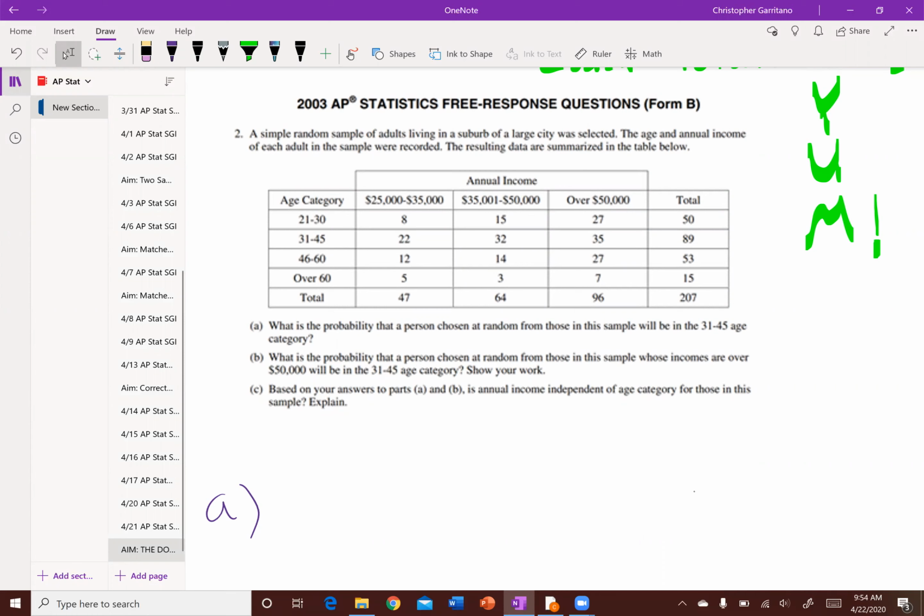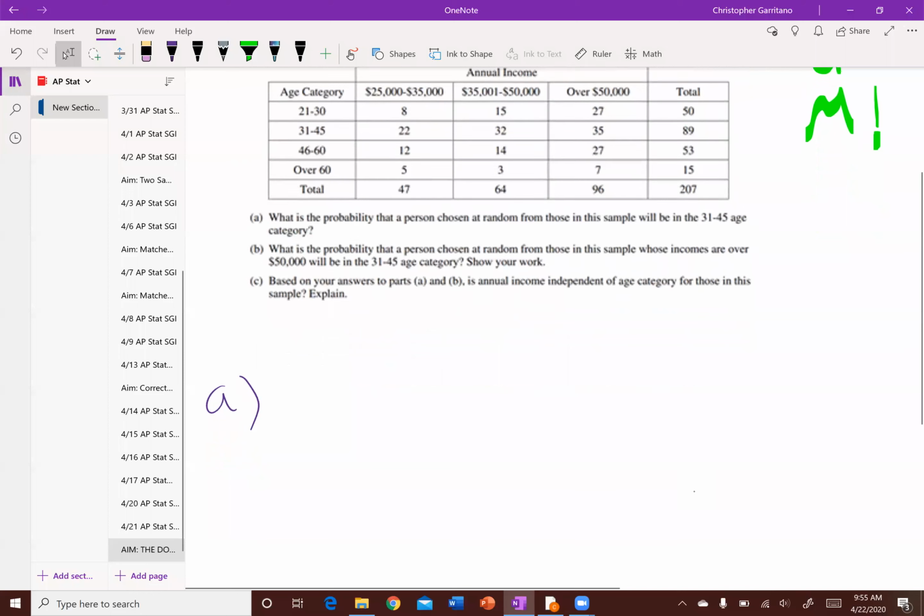So one important thing to note when you're solving these problems is to use proper notation. Label your answers. Just writing a number is not writing the answer. That's not a complete answer. So that's one major thing I'd like you to take note of. So let's get into it.